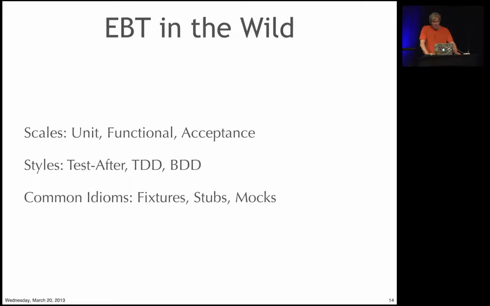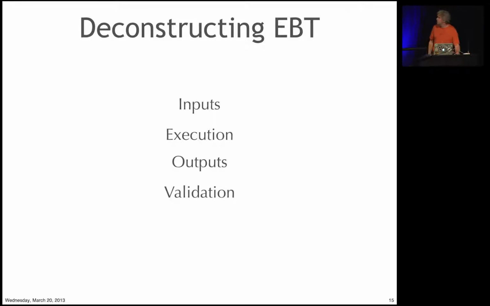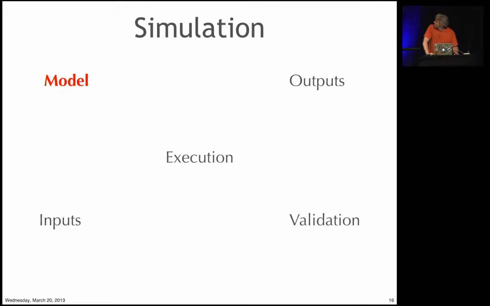So if you think about this style of testing and you deconstruct it, you have these common pieces. You have inputs, execution, outputs, and validation. And let's blow those apart. And let's talk about something that hides behind all of those things, which is a model of the world. In example-based testing, the model is in the developer's brain, which is a great place to keep it because it helps us all keep our jobs. But from a scalability or transfer of knowledge perspective, it may not be so great.